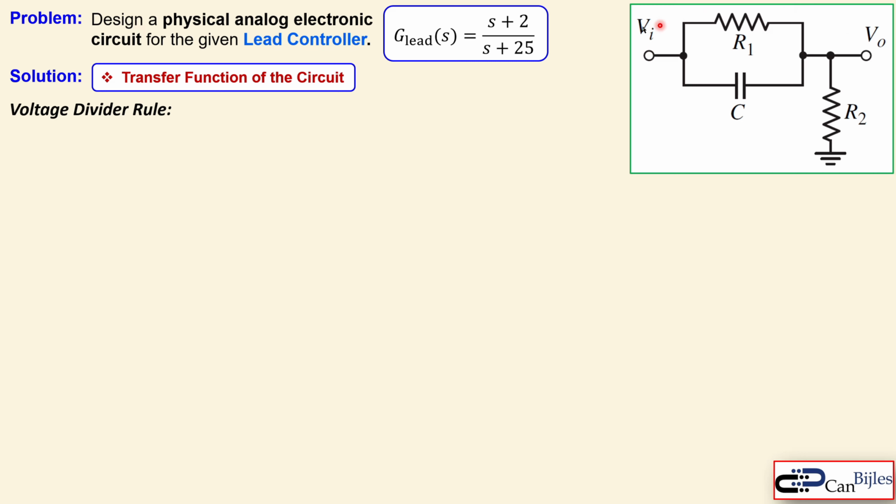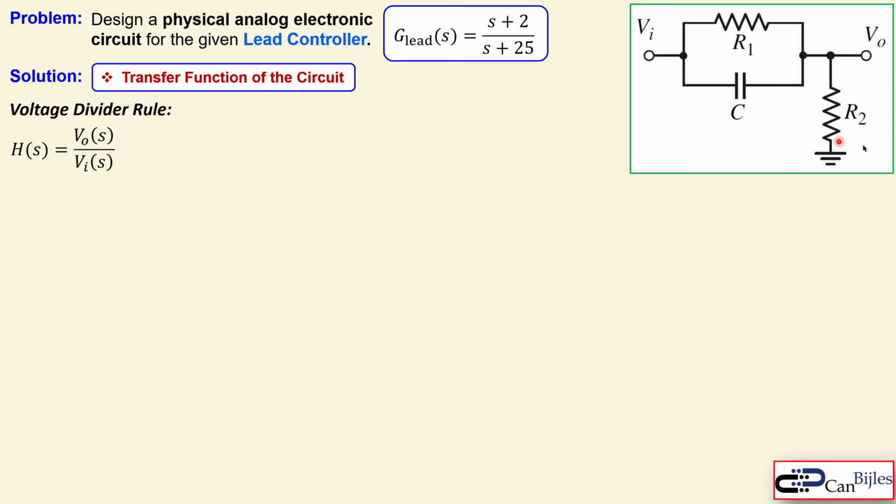The input and the output are already given in capital letters, so that means we already work in the Laplace domain, or the S domain. So we can say VO over VI, and I call this the transfer function of the circuit H, and the transfer function of the lead controller is already given as G lead. So what we do is look at VO over VI.